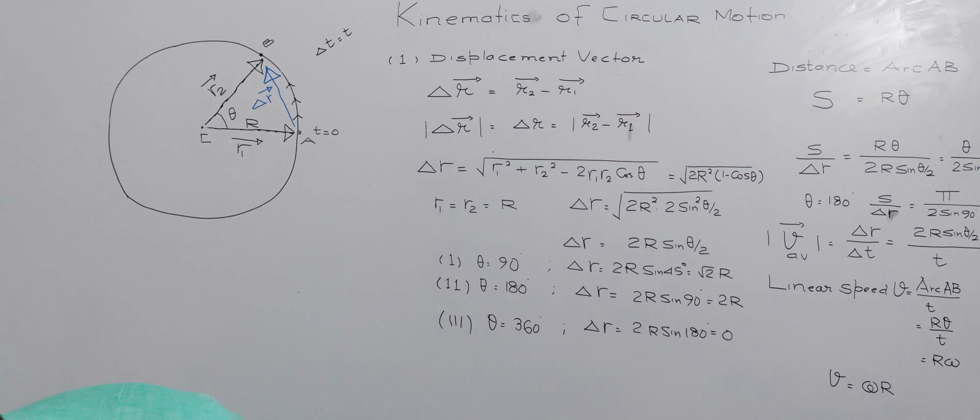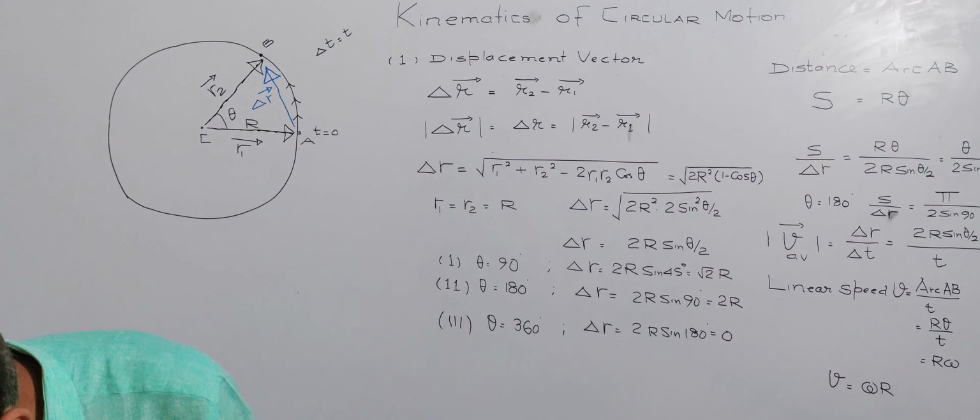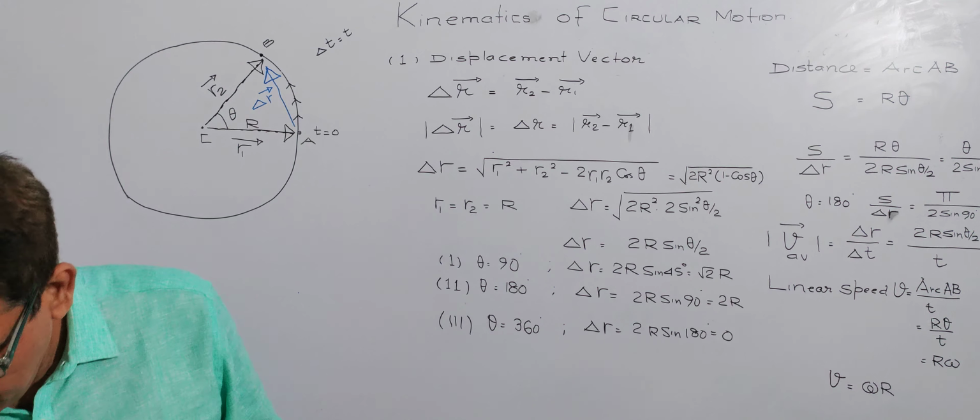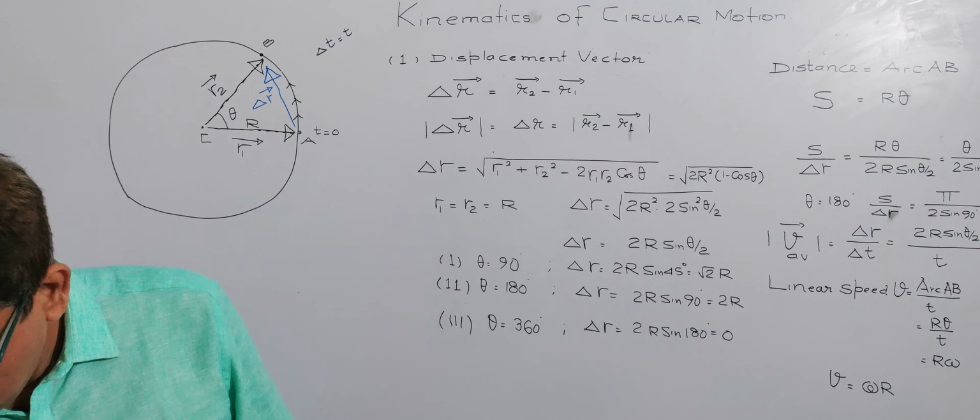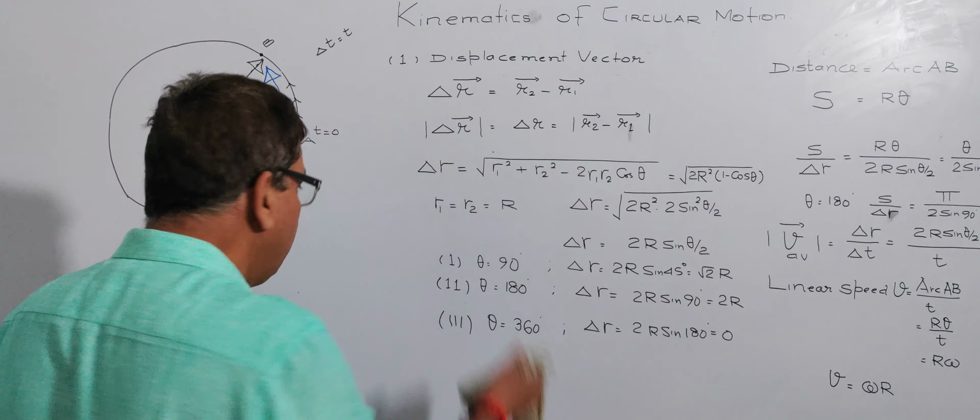Now for that we'll draw the velocity diagram for the object. So let us see what is the velocity diagram. How can we find out the acceleration vector from the velocity diagram? So let us see the change in velocity.